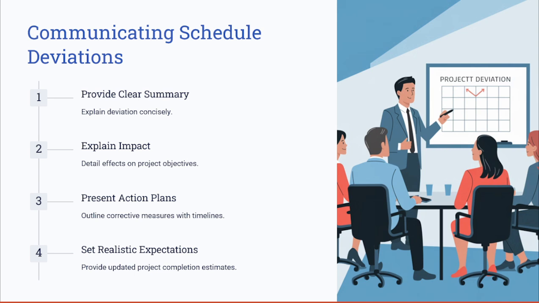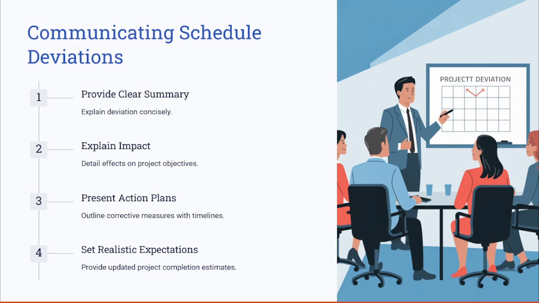Here are the best practices you can follow to keep your stakeholders updated and keep the communication open between you and them. First, provide a clear summary of the deviation and the reasons behind it. You may also explain the impact on project objectives and the project constraints. As a project manager, you need not only to present the root cause and the impact, but also corrective action plans with timelines to bring the project back on track.